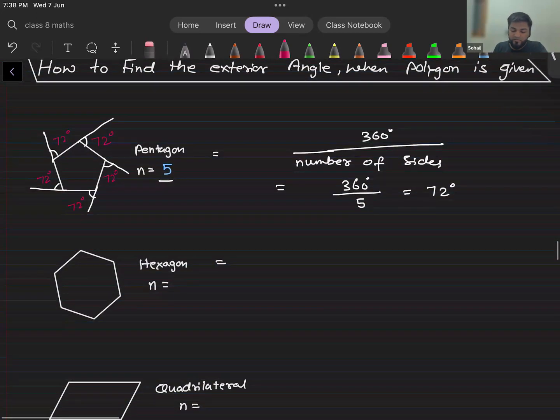Similarly, what if we are provided with a hexagon? What are its exterior angles going to be in this one? 60 degree. Yeah. Fatima, is that correct? Yes, sir. Yeah, that is going to be 60 degree. Simply 360 upon 6 gives you 60 degree.